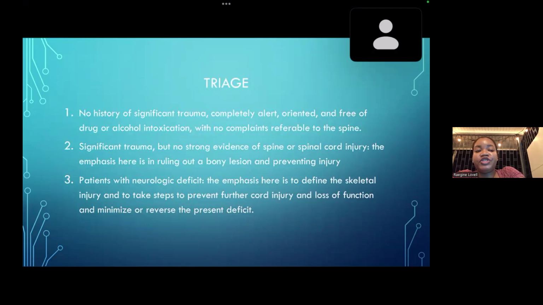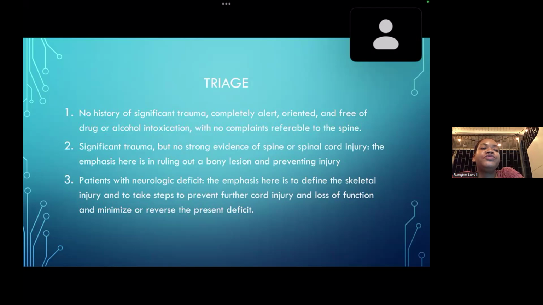Trauma patients would be triaged as such into groups 1, 2, and 3. Group 1 would be those with no history of significant trauma, who are completely alert, oriented, free of drug or alcohol intoxication, and no complaints referable to the spine. Most of these patients may be able to be clinically cleared without imaging.